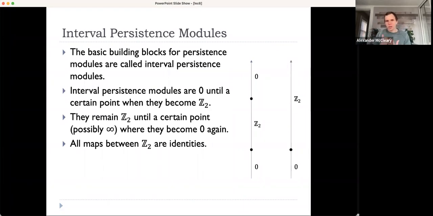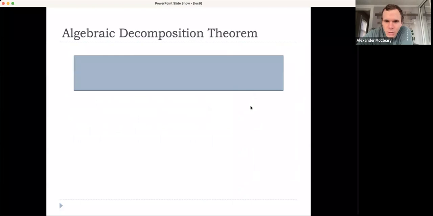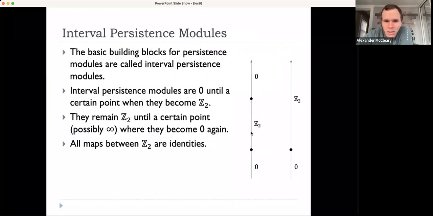It's not sufficient to just define the vector spaces at each point. We also need the maps between the vector spaces. And so what we're just going to say is that all of the maps from Z mod 2Z to Z mod 2Z are going to be identity maps. All the maps in between are either the zero map if either the domain or codomain is zero. Otherwise, they're just identity morphisms.